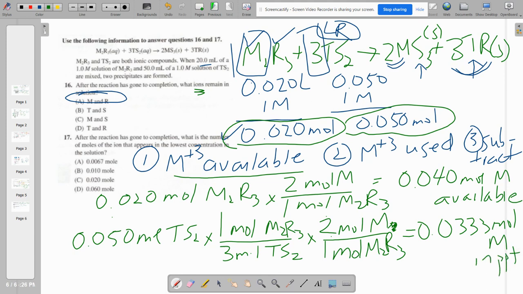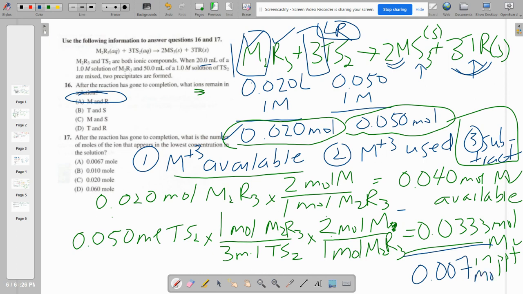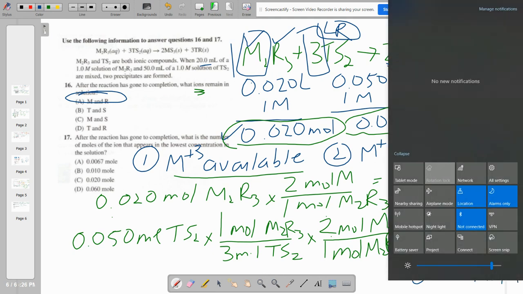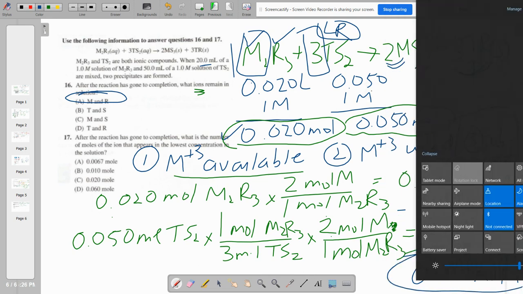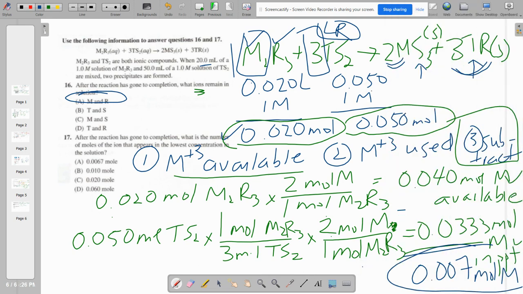Okay, so you guys know what to do. So now how much is left over? We got what was available and we got what was locked in the precipitate, so we subtract those numbers. So 0.04 minus 0.03 is, if I subtract those, 0.007, okay? And that's moles of M that would, whoa, I didn't expect that. Okay, that is moles of M that would still be floating around in the solution.